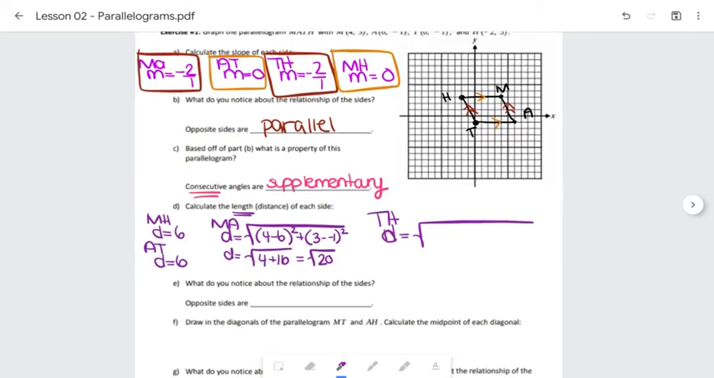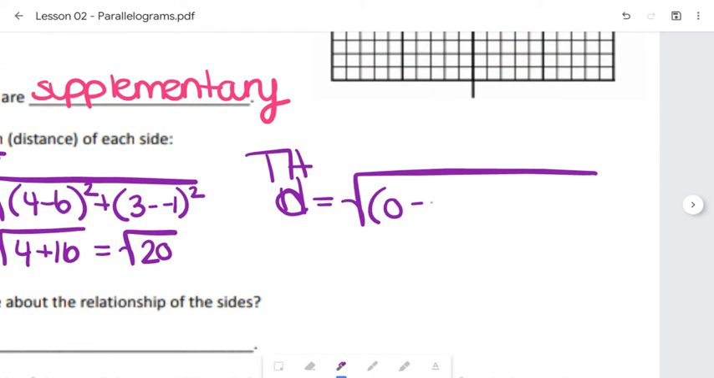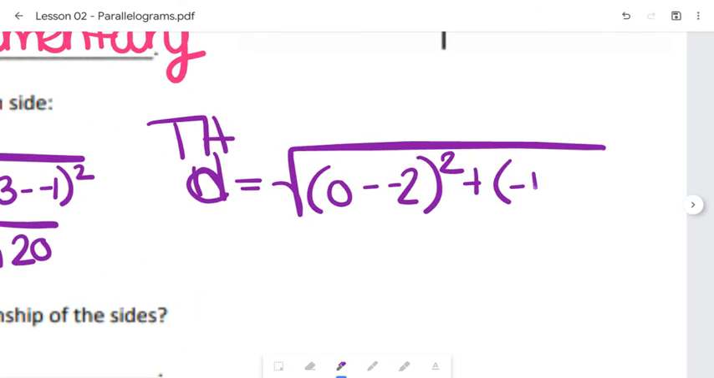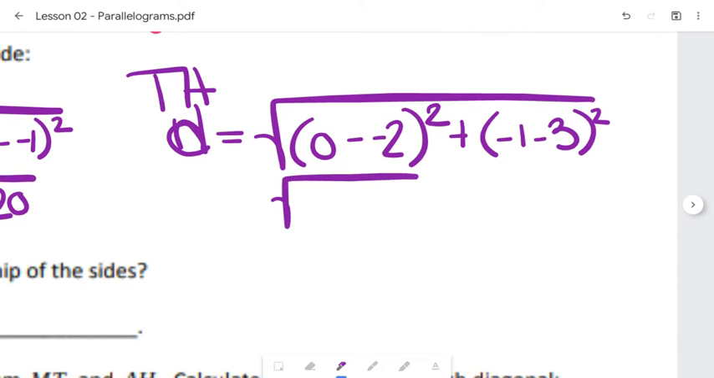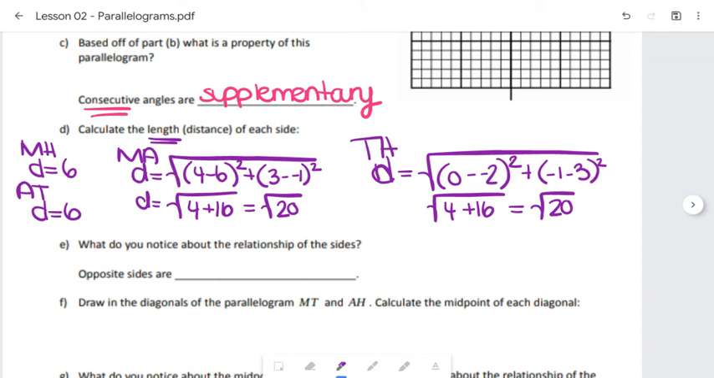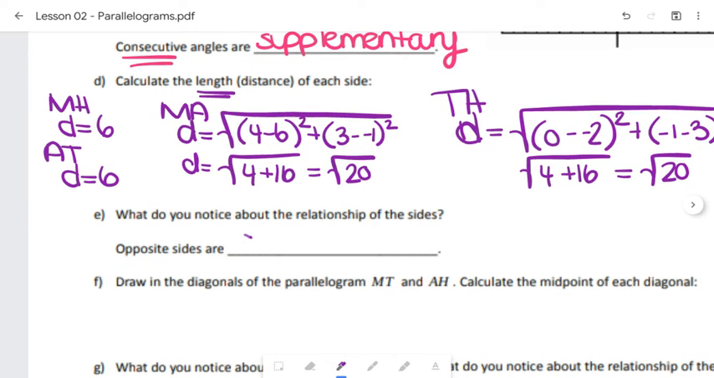So TH, when I look at that, we're looking at 0 subtract -2 squared plus -1 subtract 3 squared. So we get +2 squared, which is 4, -4 squared, which is 16, and we get the square root of 20 again. So if I look at this, the opposite sides are congruent.